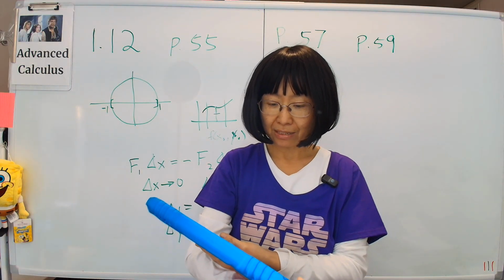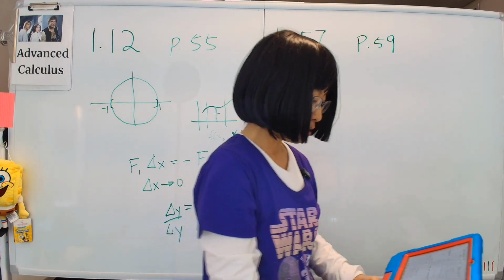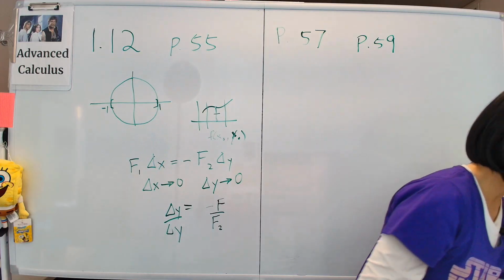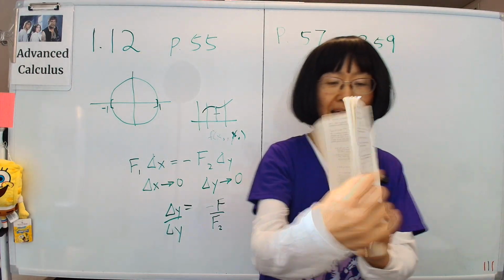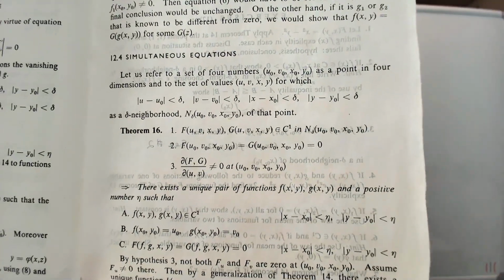Now, then we have the conditions here where there exists a unique pair of functions, f of x and f of y. Okay, where is that? There exists a unique pair. Where's my function?